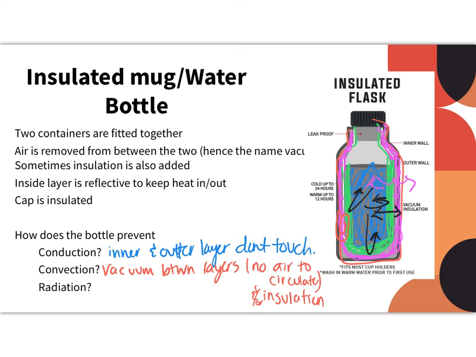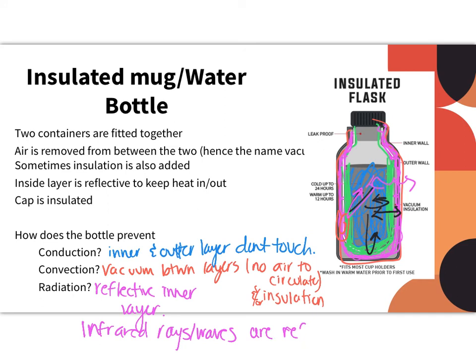And radiation is prevented. Again, these infrared waves cannot get out because it is reflective. Inner layer. So infrared rays, waves, I guess I should call them, are reflected back.